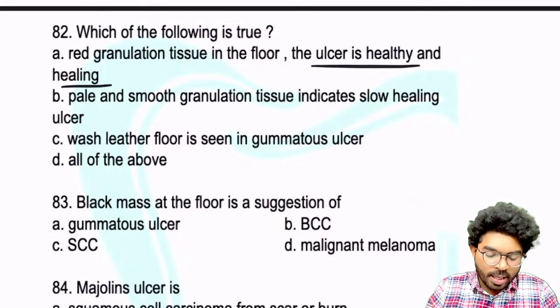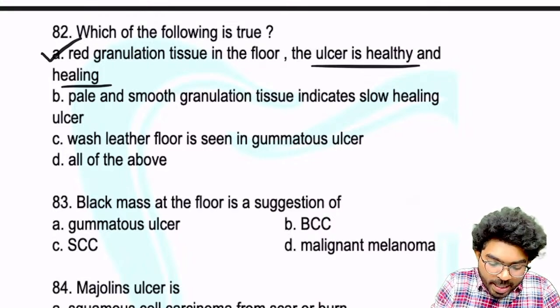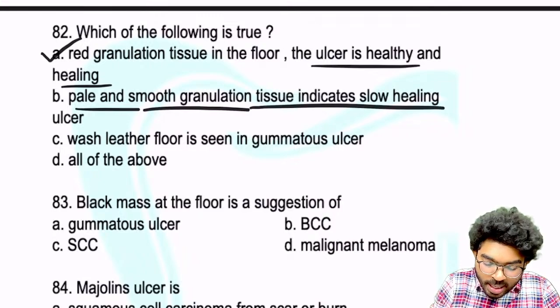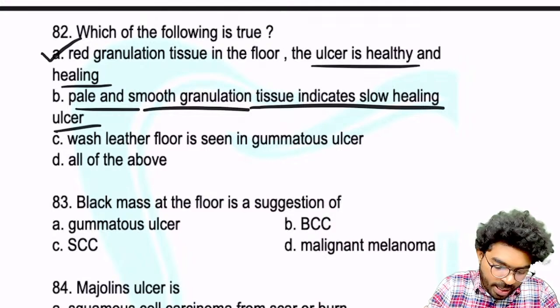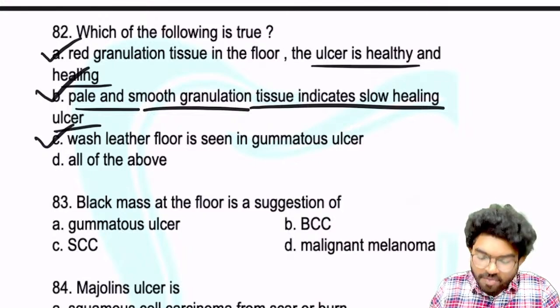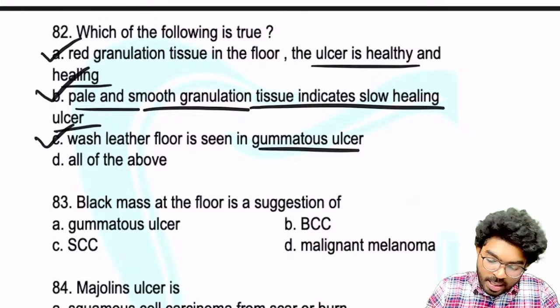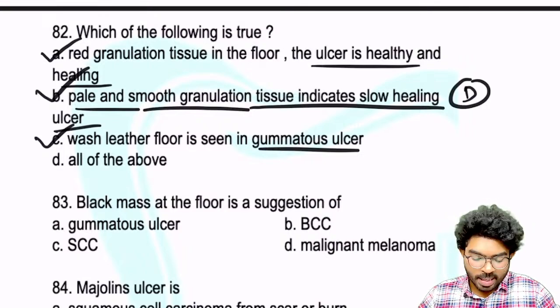Yes, absolutely right. Pale smooth granulation tissue indicates a slow healing ulcer. Right. Washed leather floor is seen in tertiary syphilis, gummatous ulcer. Yes, it is right. The answer is D, all of the above.